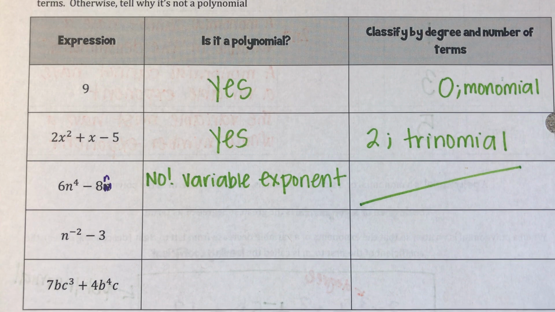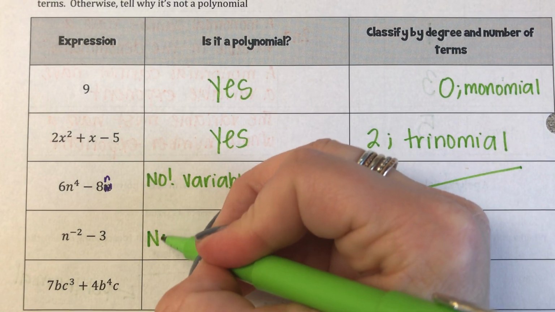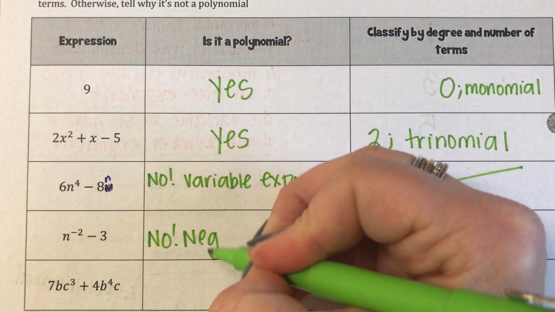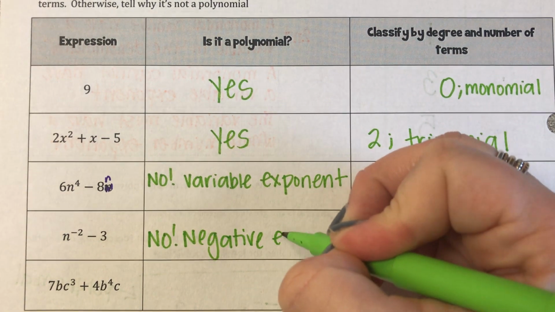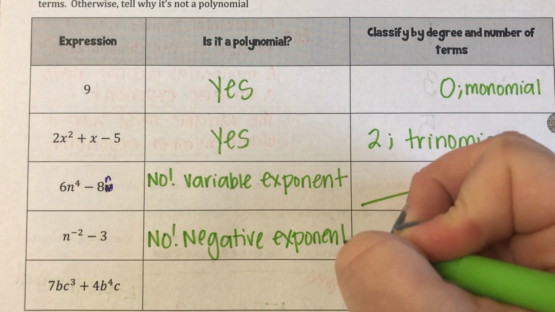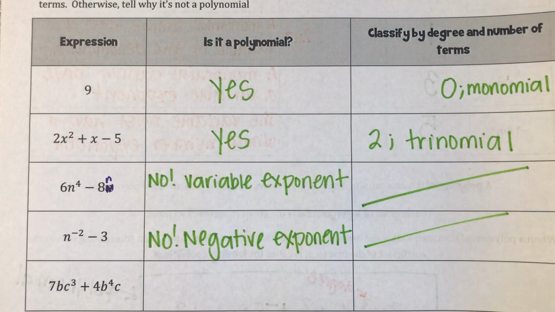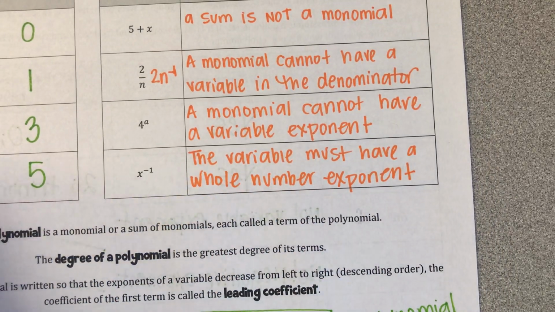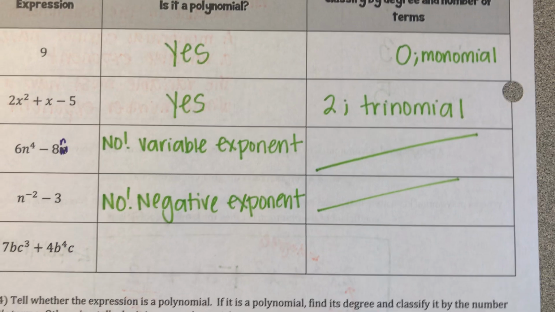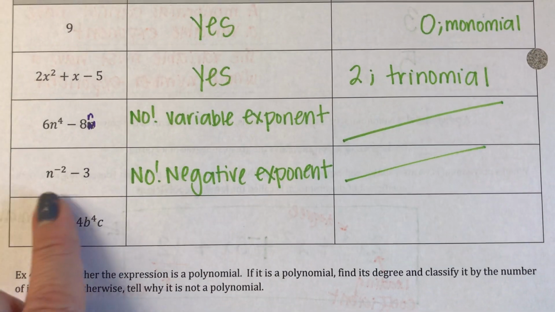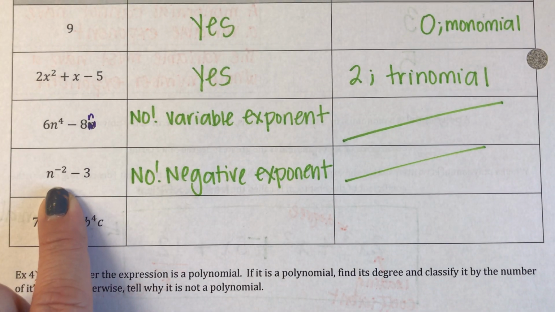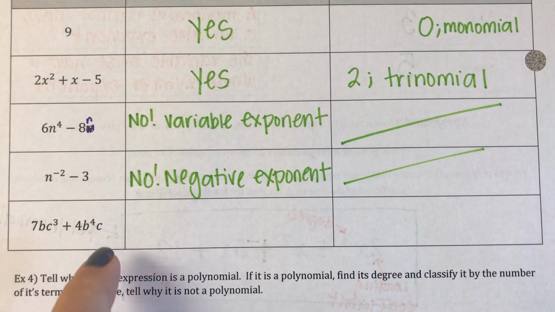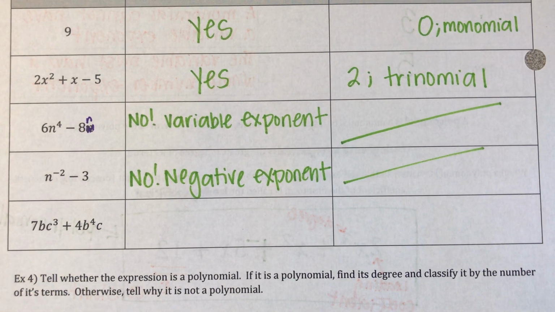What about n to the negative 2 minus 3? No. Right? It has a negative exponent. Not allowed. So if you look at the front, right here, we talked about it. It must have a whole number exponent. It can't be a negative. So therefore, this is not a monomial. And if this is not a monomial, this cannot be a polynomial, because a polynomial is the sum of monomials.